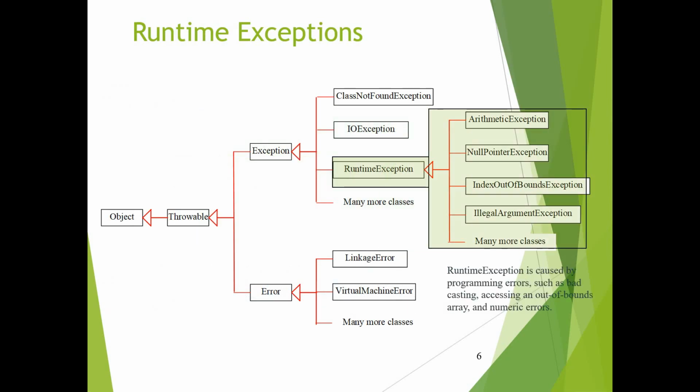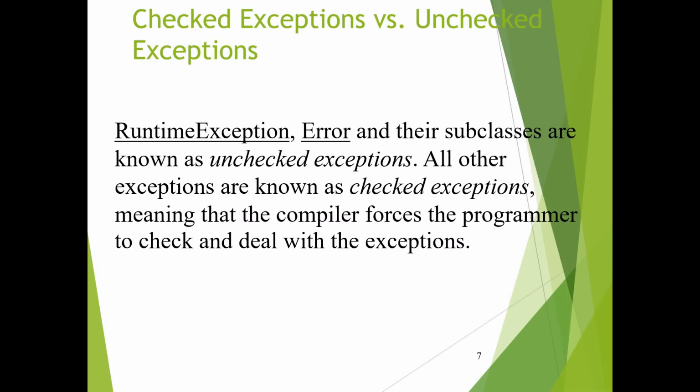A runtime exception is caused by programming errors such as bad casting, accessing an out-of-bound array, and numeric errors. Runtime exceptions and their subclasses are known as unchecked exceptions. All other exceptions are called checked exceptions. These cannot be traced at compilation time, so they can only be found at runtime.